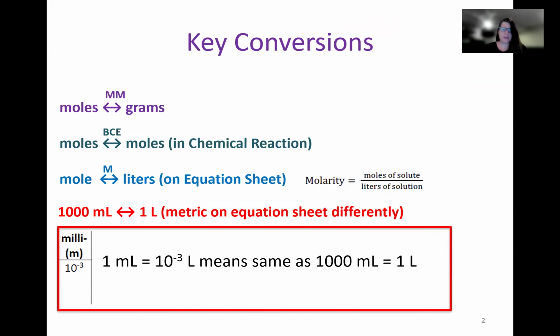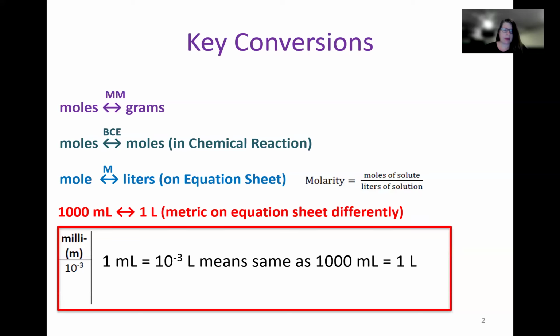Some key conversions that I will be using in these slides are moles to grams using molar mass, and we used those last time. Moles to moles using the coefficients in the balanced chemical equation. A new one from last time is a conversion between moles and liters using the molarity. And molarity, the definition of molarity happens to be on your equation sheet.